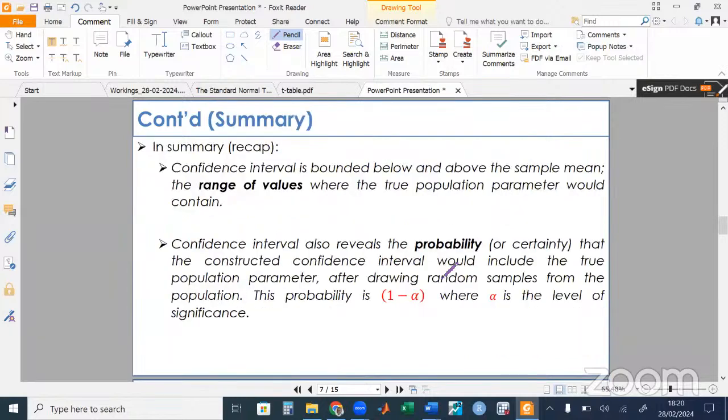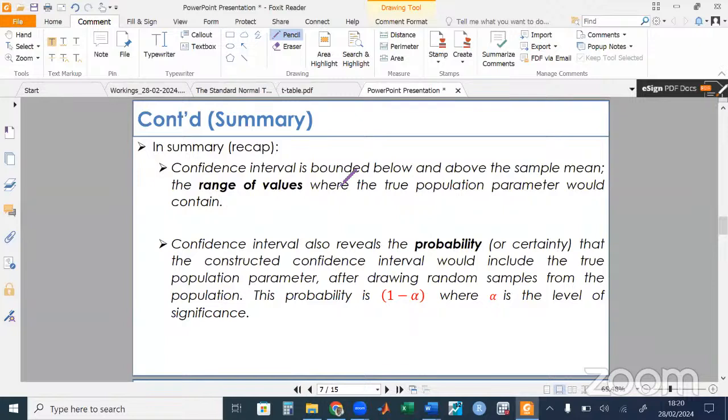This is just a recap slide, which I think I might want to skip for now. It just summarizes what I've said. Why do we create confidence levels and intervals? Because we just want to get these ranges between the lower and the upper values.